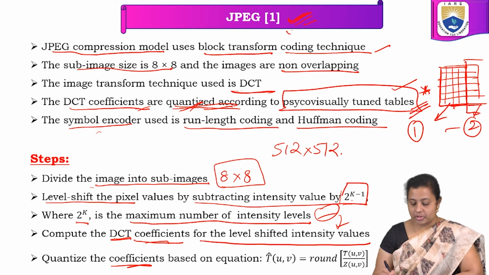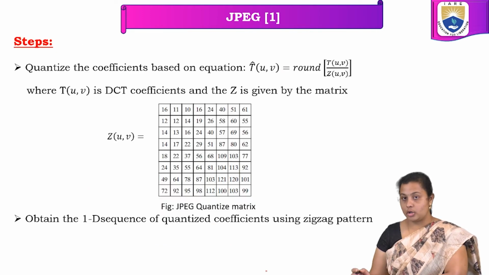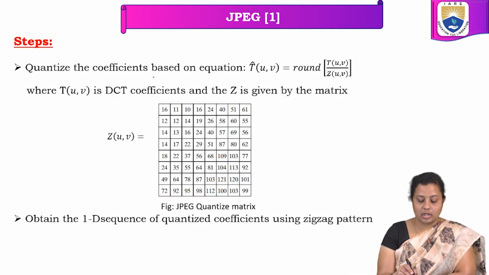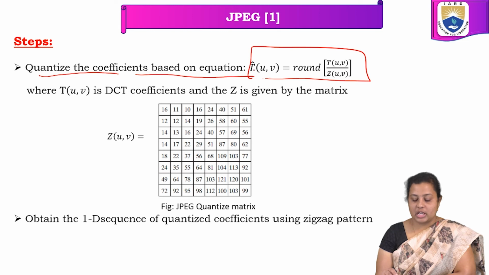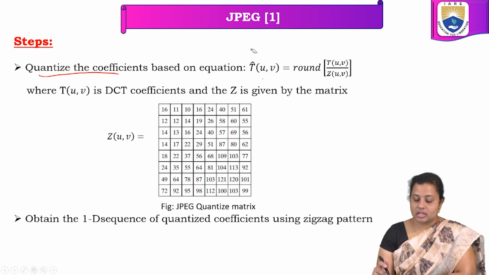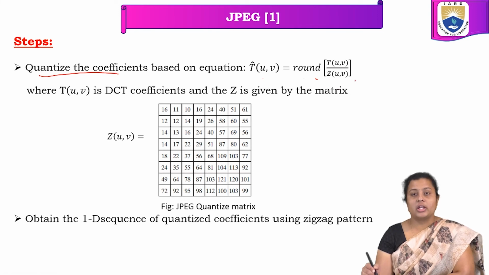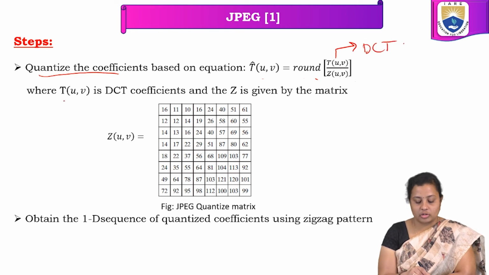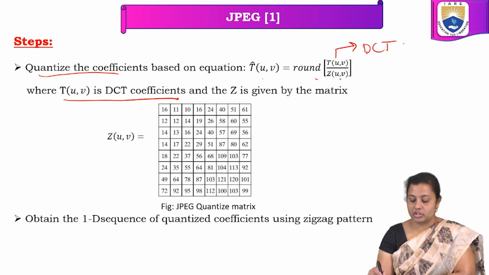How is this performed? It is dependent upon this equation. So what is that equation? The quantization is based on this equation, which is given by T cap of u comma v is equal to round of T of u comma v by Z of u comma v. So what do these mean? T of u comma v is the DCT coefficient, and Z of u comma v is fixed.